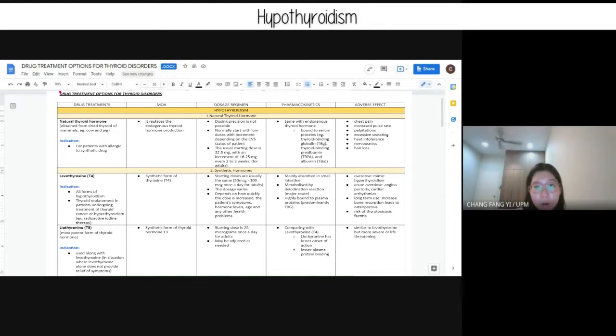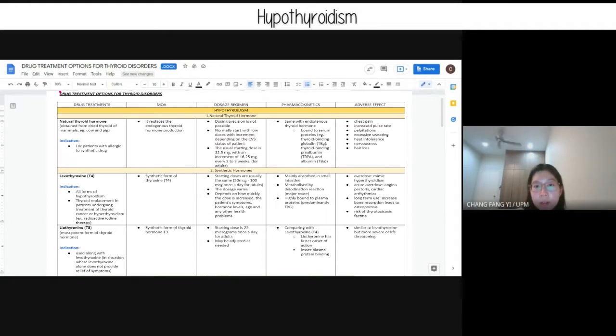For the natural thyroid hormone, dosing precision is not possible. That's why it is not recommended to use natural thyroid hormone in patients with hypothyroidism. And if you are using it, we normally start with a low dose with increments depending on the cardiovascular status of the patient. So, for example, if the patient has any cardiac diseases, we will need to lower the dosage even more. The usual starting dose is 32.5 milligram with an increment of 16.25 milligram every 2 to 3 weeks, and this is the dosage regimen usually for adults.